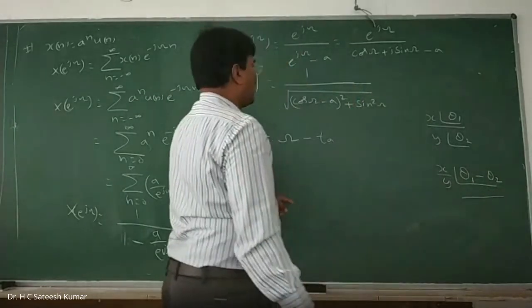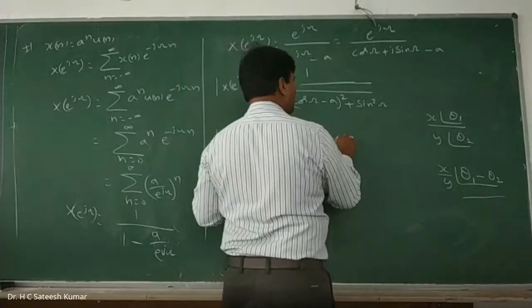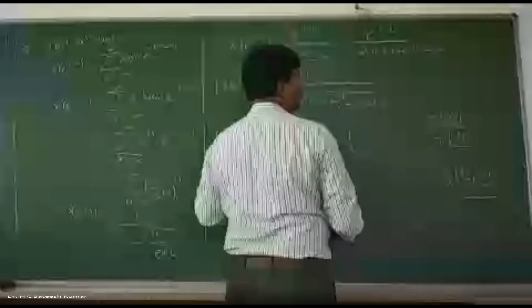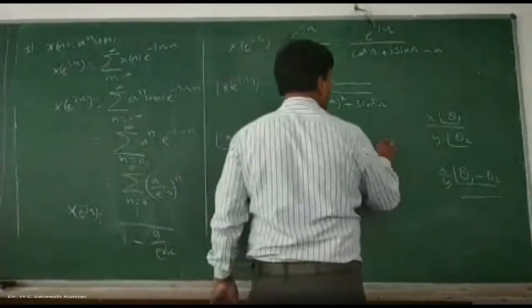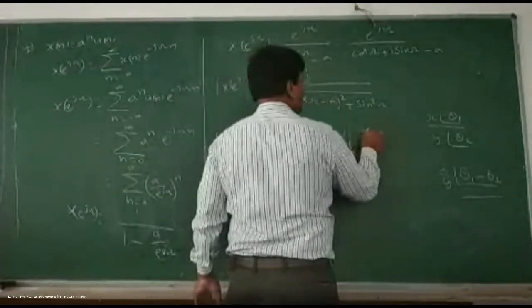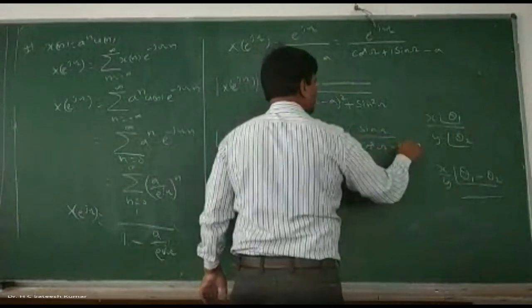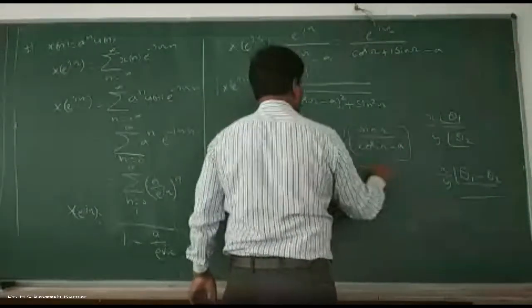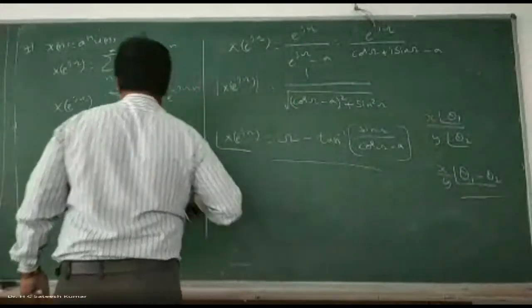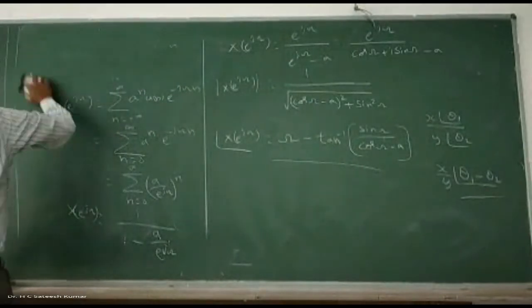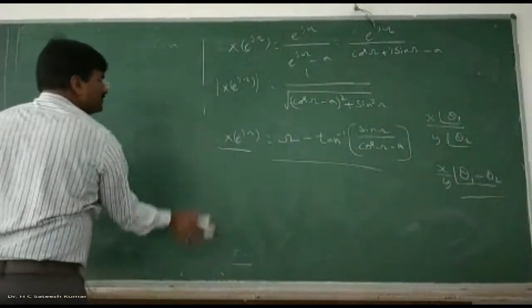Therefore, the angle of the numerator is omega minus the angle of the denominator. That is tan inverse of y by x: the angle of a complex quantity is tan inverse of the imaginary part divided by the real part, that is sin omega divided by cos omega minus a. So that's how we can do it. If you give the values for omega, we can sketch it also. So that's about this problem, finding the magnitude and phase angle.